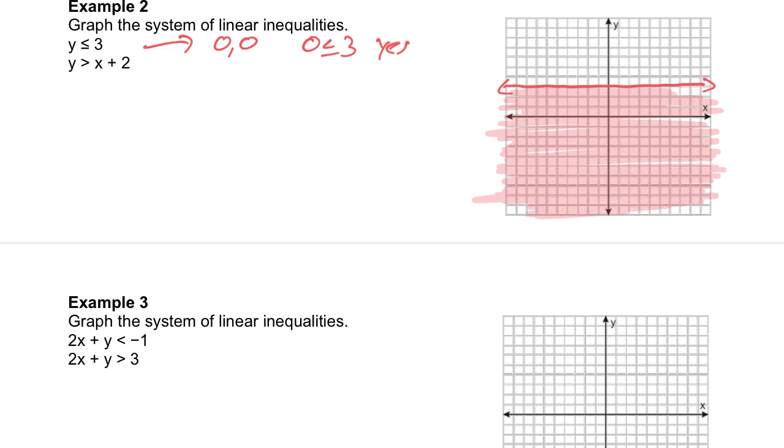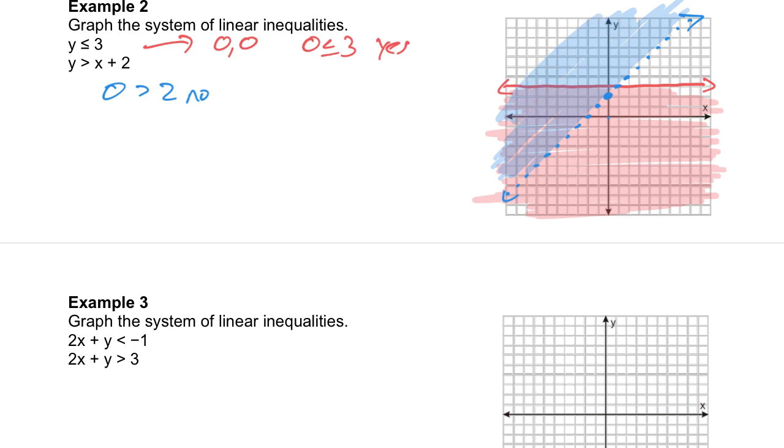Now I'm going to do the second equation, which is y greater than x plus 2. That is a y-intercept of 2 and a slope of 1 over 1. So I'm going to connect these. This is a dashed line, so I might just keep these dots here because it looks pretty much like a dashed line. If I test 0, 0 here, I'm going to get 0 is greater than 2, which is a no. So I don't want to shade where 0, 0 is. I want to shade above this, everything on this side.